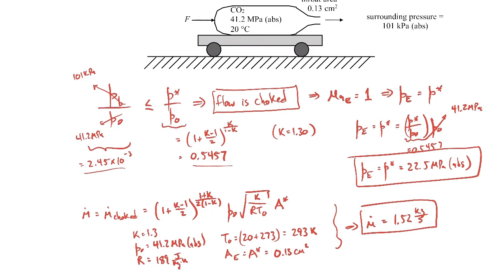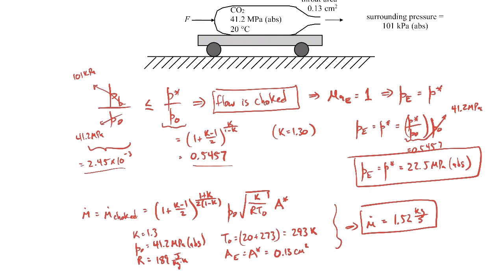Now let me just mention for a moment here what would happen if we found that the flow was not choked. If we found that this ratio was greater, a greater than symbol, then it would mean that the flow is not choked, which would mean that the Mach number at the exit would be less than 1, and that means that the exit pressure would be equal to the back pressure in that case. When you have a subsonic flow exiting, then the exit pressure will be the same as the back pressure. So we would have in that case the exit pressure and back pressure being the same.